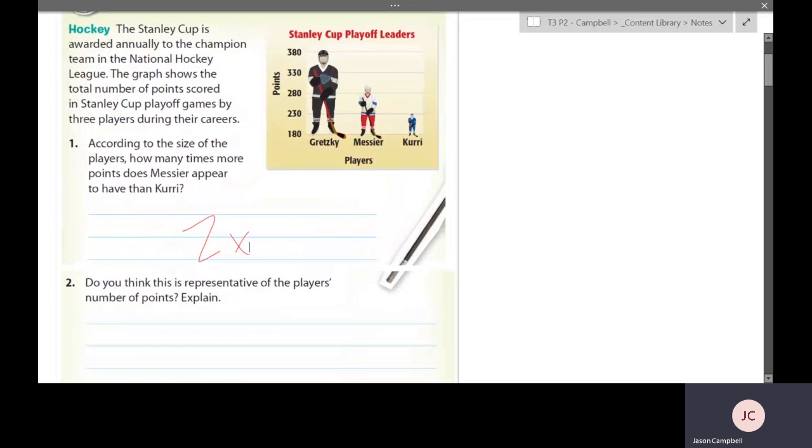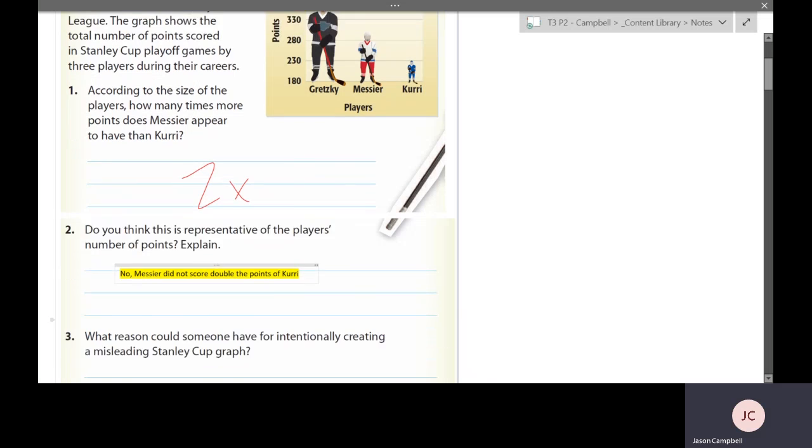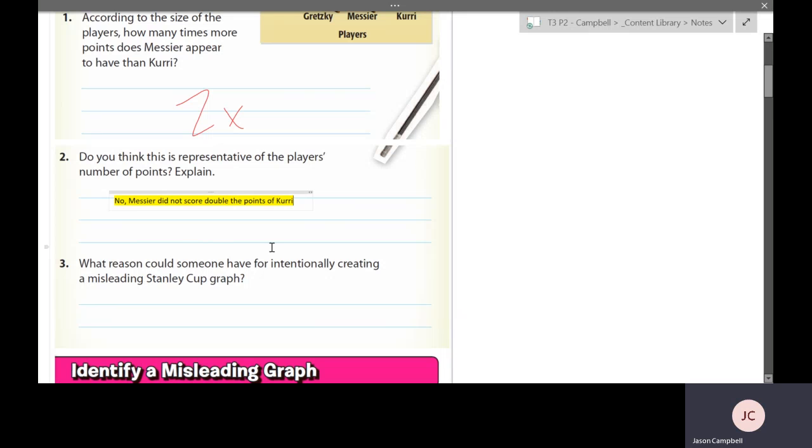Do you think this is representative of the player's number of points? Well, if we look, this player got about 280 points, and this player got about 230. Well, 280 is not double 230, so no. That's the answer I would put there. And then I said this player did not score double the points of the other player. So no, this is not representative.